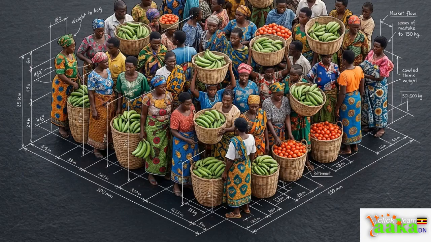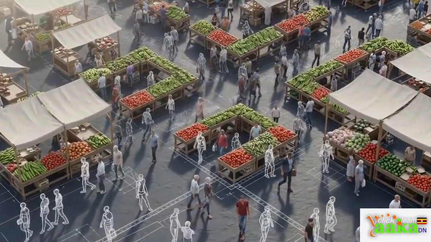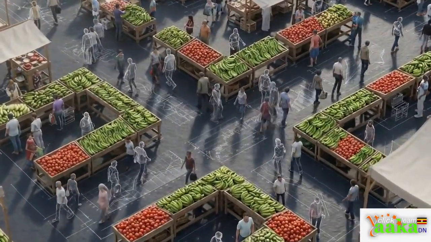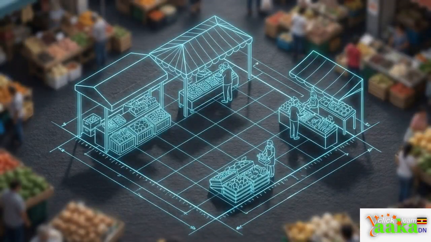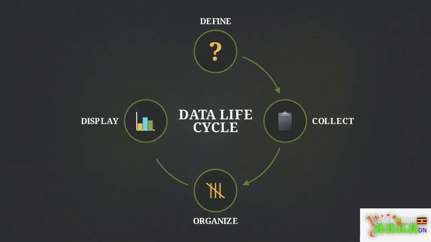But the physical world is often chaotic. If you look at a busy marketplace, it is difficult to measure the activity accurately through casual observation alone. Translating this complexity into an actionable mathematical model requires a structured process. We manage this translation using the four-step data lifecycle.